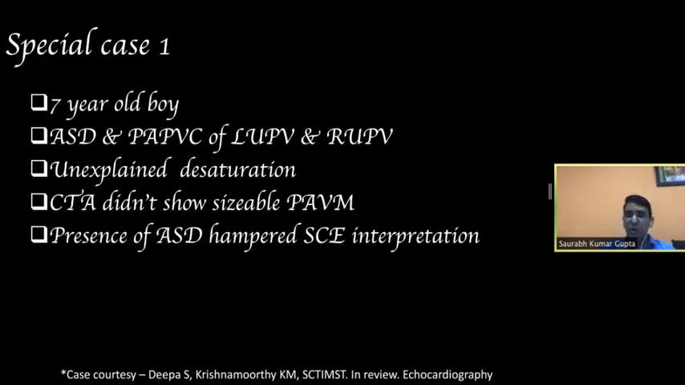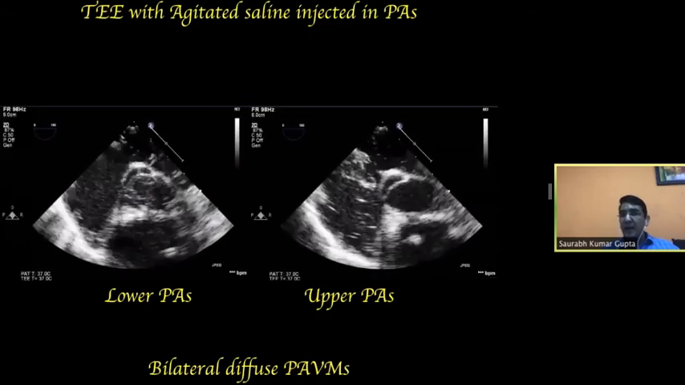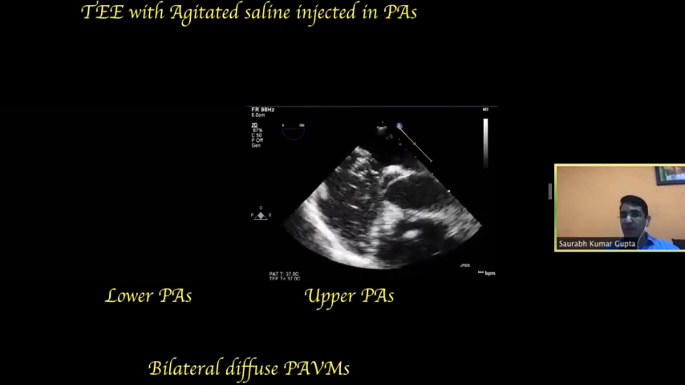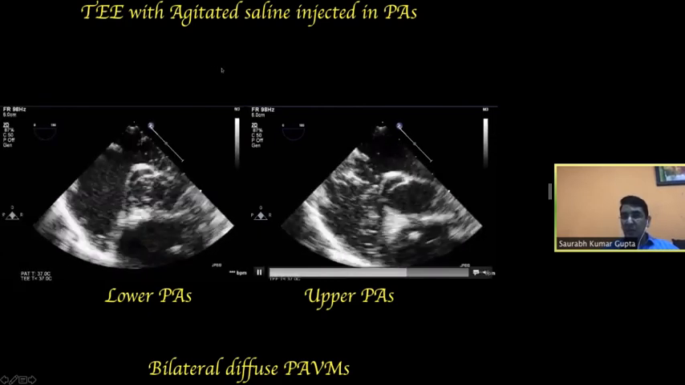This is a 7-year-old boy with a diagnosis of ASD and PAPVC of left and right upper pulmonary vein with unexplained desaturation. CTA didn't show sizable PAVM, and presence of ASD hampered the interpretation of saline contrast echocardiography. And they beautifully showed why it may be important to get into the heart, get into the pulmonary artery, and inject saline contrast over there.